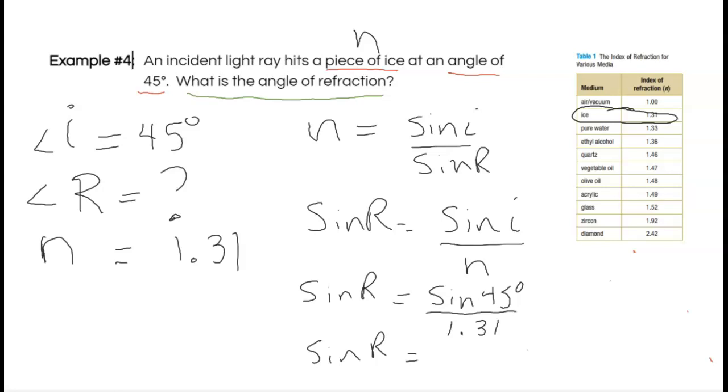So here we go. Sine of 45 divided by 1.31. And I'm going to write that down to 3 significant digits, but I'm getting 0.540 when I round. Let me rewrite that.